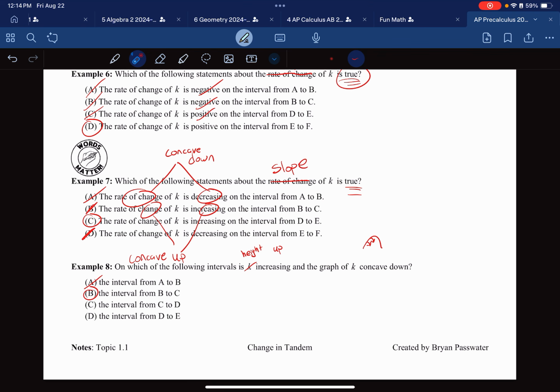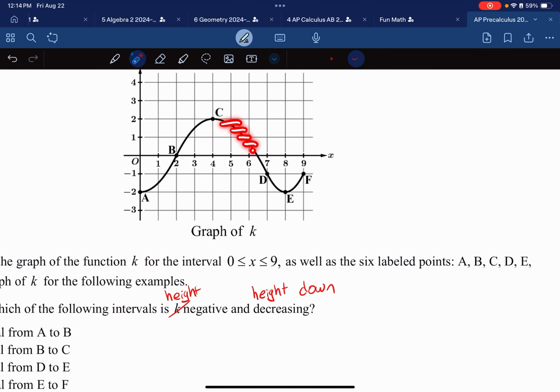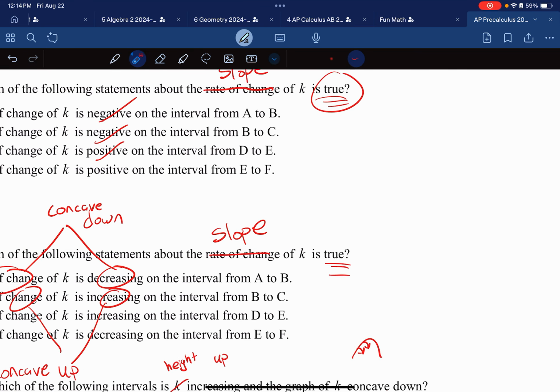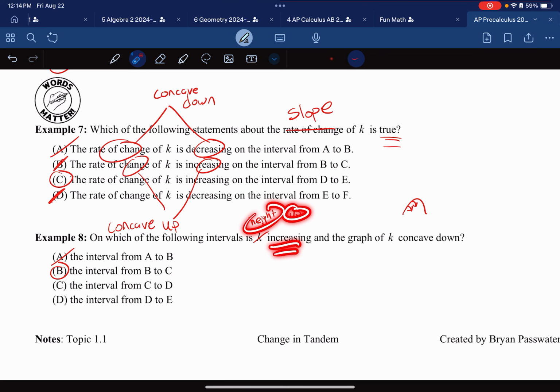I need you to learn. Between C and D, what's happening? Between C and D, I am going down. My height is going down. I want my height to be going up. I want it to be increasing. Therefore, that one is incorrect.